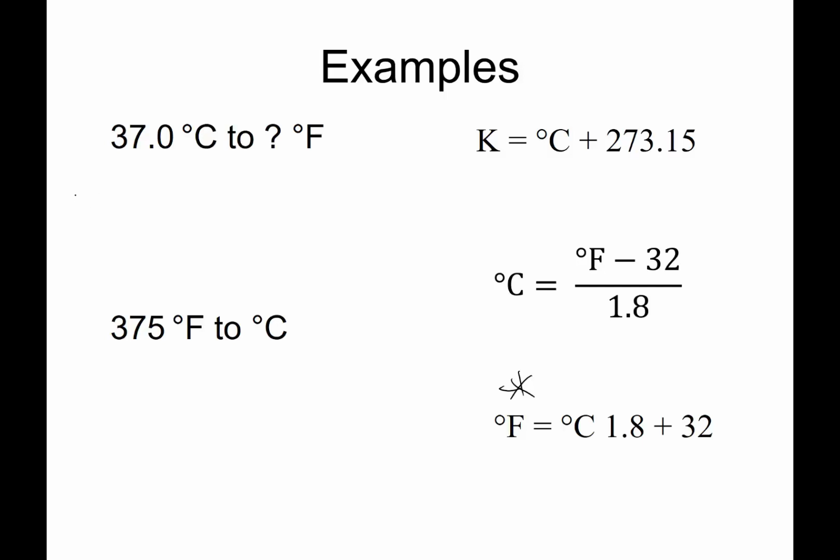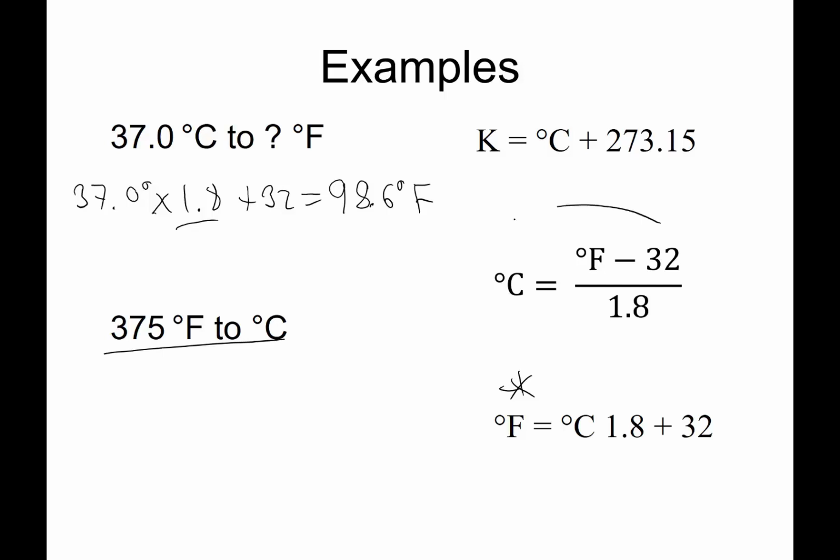So you take, again, 37.0 degrees Celsius times 1.8, and since this is exact, I still get 3 significant figures, and the 32 is exact, so I can have 1 digit behind the decimal. So this is going to be very close to body temperature, 98.6 degrees Fahrenheit.